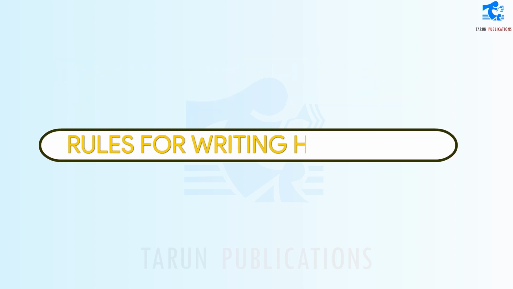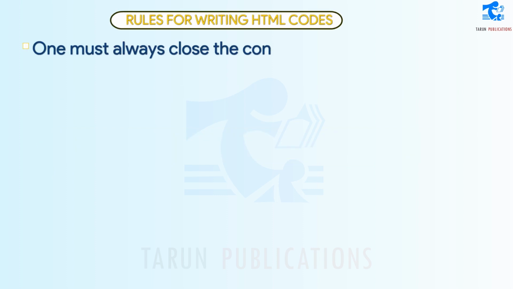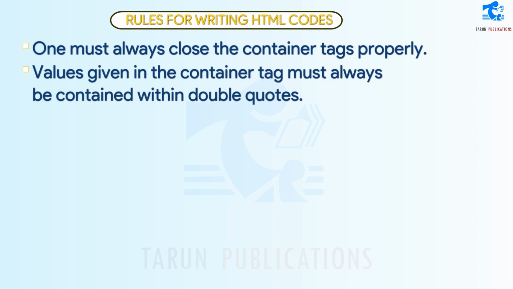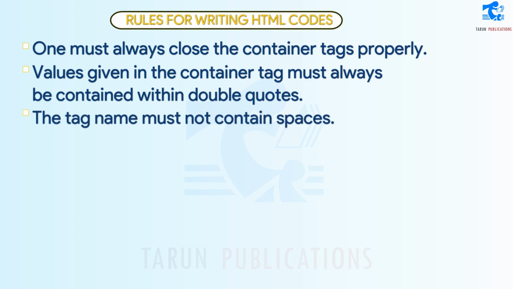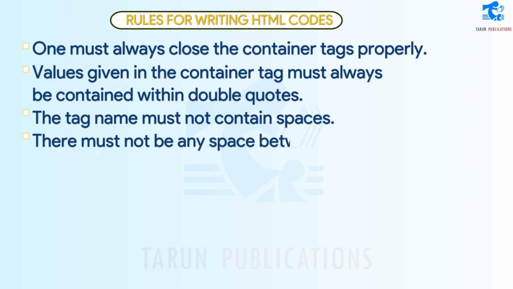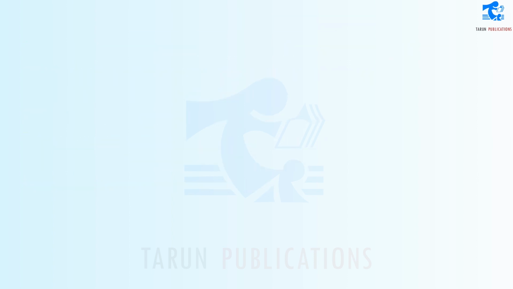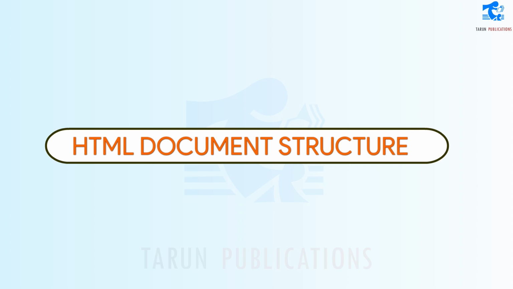Rules for writing HTML codes. One: must always close the container tags properly. Two: values given in the container tag must always be contained within double quotes. Three: the tag name must not contain spaces. Four: there must not be any space between the angular brackets, less than and greater than, in a tag. Five: we must carefully nest the tags. HTML document structure.